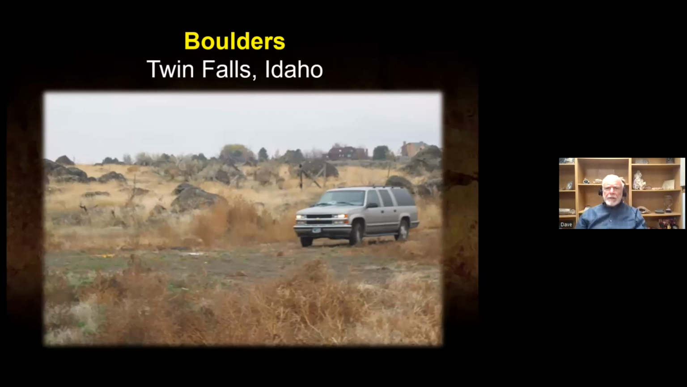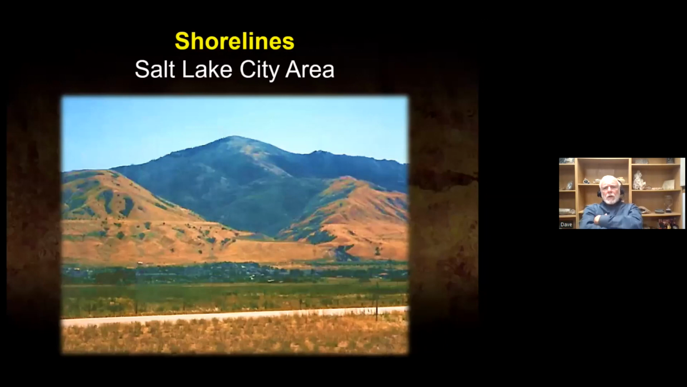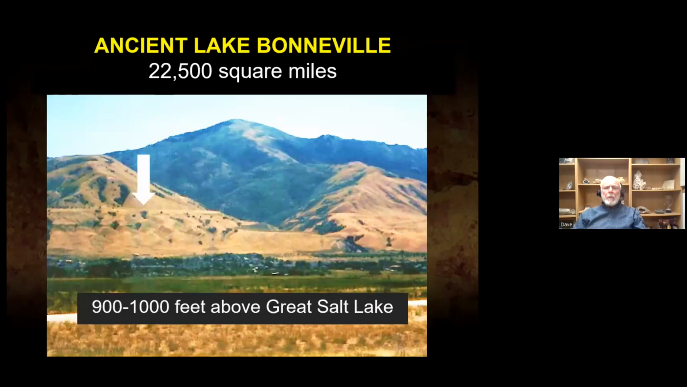And sure enough, you know where this spot is? Look at it and think about it. They didn't know where those boulders came from until they started associating those boulders with the shorelines near Salt Lake City, Utah. And you see a bench up here, and you see that bench right there. It is about 1,000 feet above the present level of the Great Salt Lake. That means there was a huge lake there at one time.